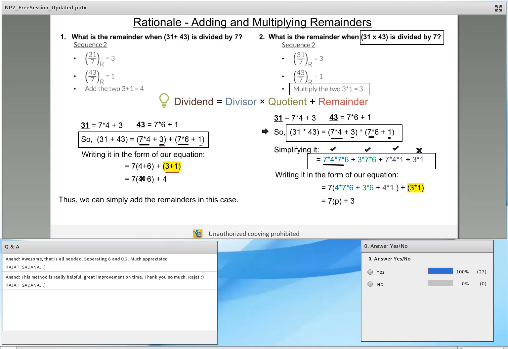Take a moment to write this down. When you're adding two numbers, you can divide each one of them by the same divisor and add the remainders. When you're multiplying two numbers, you can again multiply the remainders that each of the two numbers leave, and then if that remainder is less than the divisor, then that's your remainder.